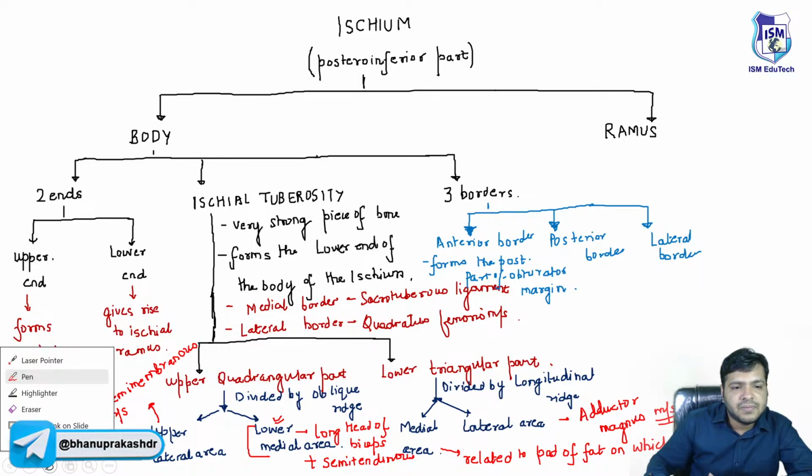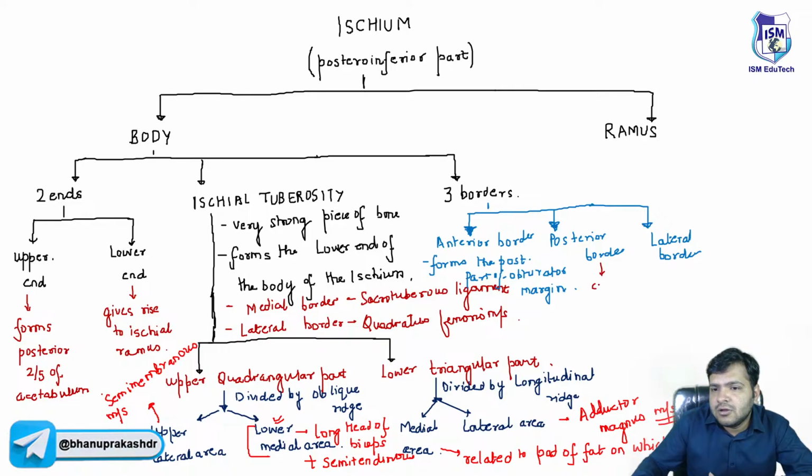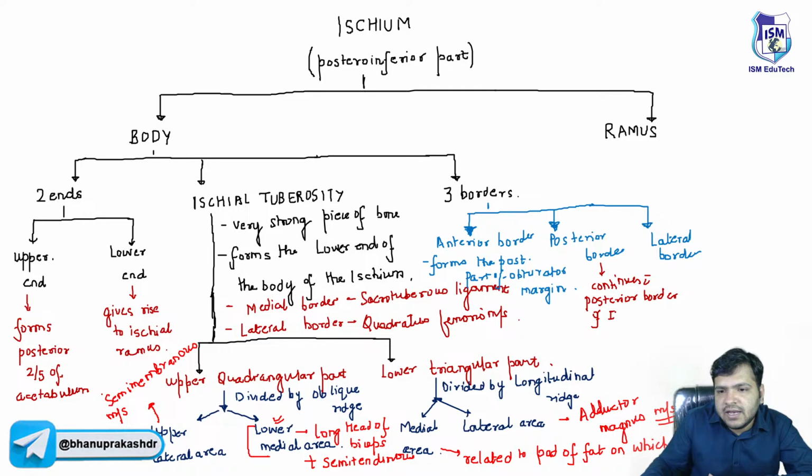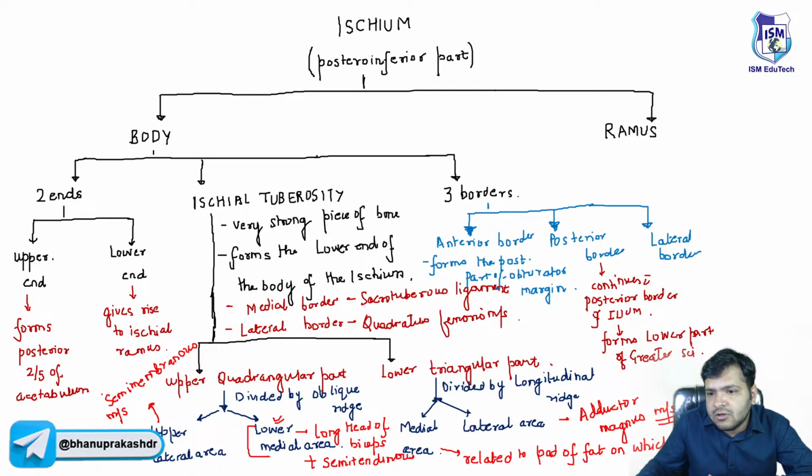So it continues, beta. Remember, I will just write it over here. It continues with the posterior border of the ilium, forms the lower part of the greater sciatic notch, right? Then projects to form the ischial spine.